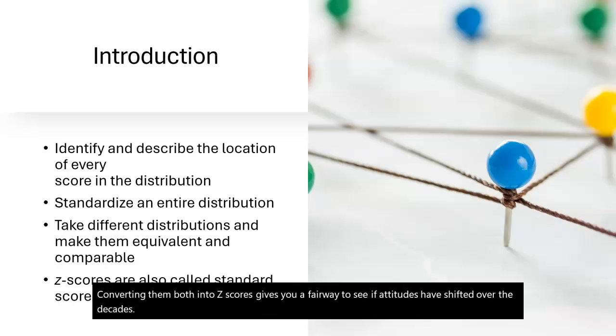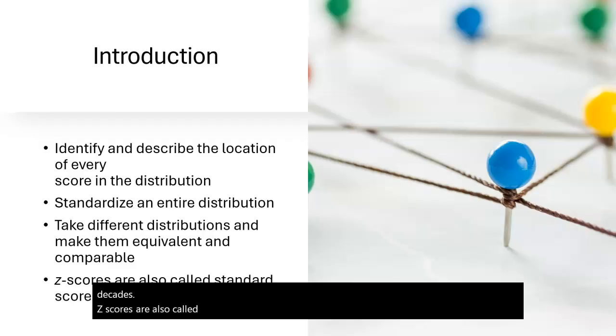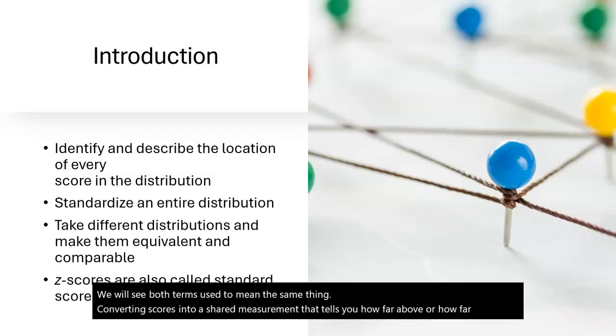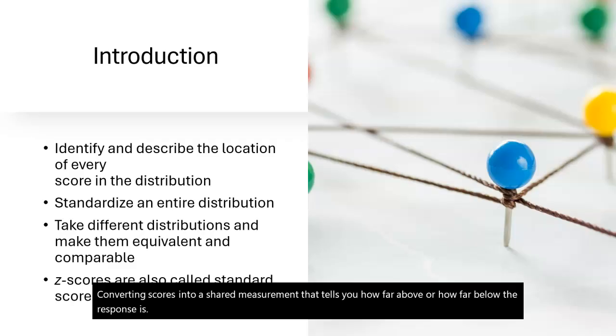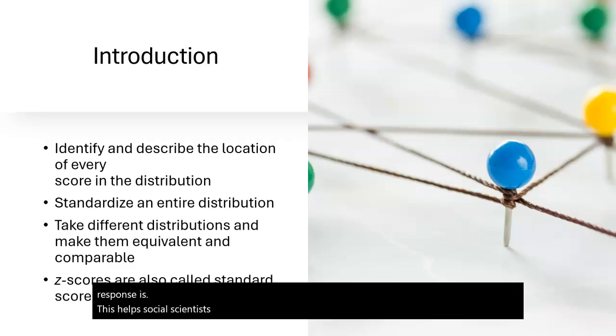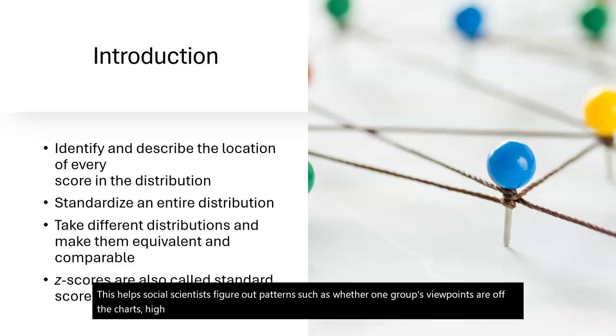Z-scores are also called standard scores. We will see both terms used to mean the same thing. Converting scores into a shared measurement tells you how far above or how far below the mean a response is. This helps social scientists figure out patterns, such as whether one group's viewpoints are off the charts high or low compared to another group, even if they were originally measured in different ways.